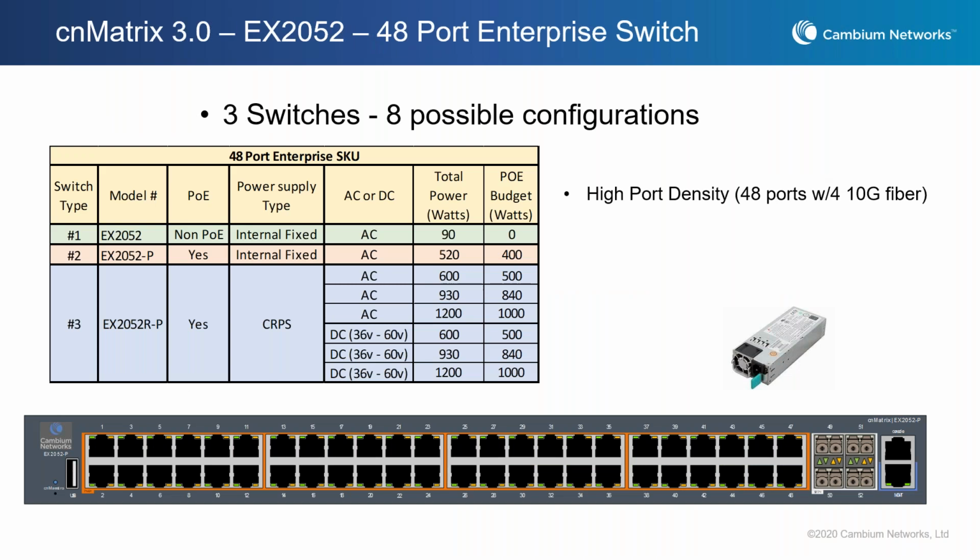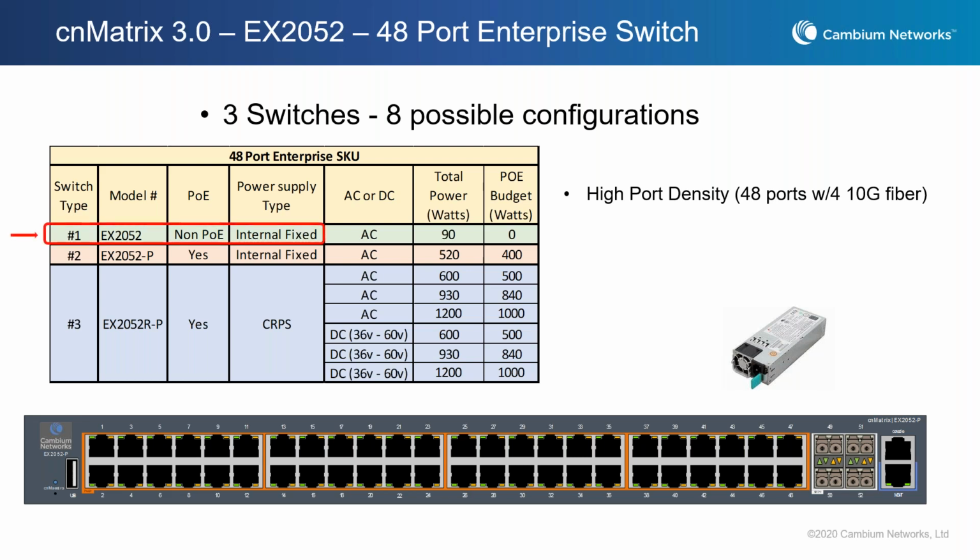Okay, so let's talk about the new switches. 3 of the 4 new SKUs are our 48 port solution. When I say 48 ports, or when I talk about our 24 port switches, that's how many access ports we have. We also have 4 10 gig fiber uplinks as well, so this is actually a 52 port switch. Anyway, we have 3 versions of this switch.